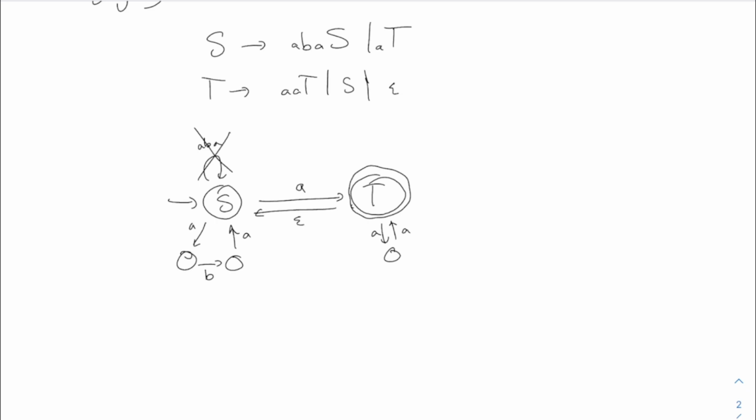Any thoughts about that? How about this? Can I make it slightly fancier? What about, instead of "or epsilon", I'll just add on to it. How about also BAA? So T can just turn into BAA.